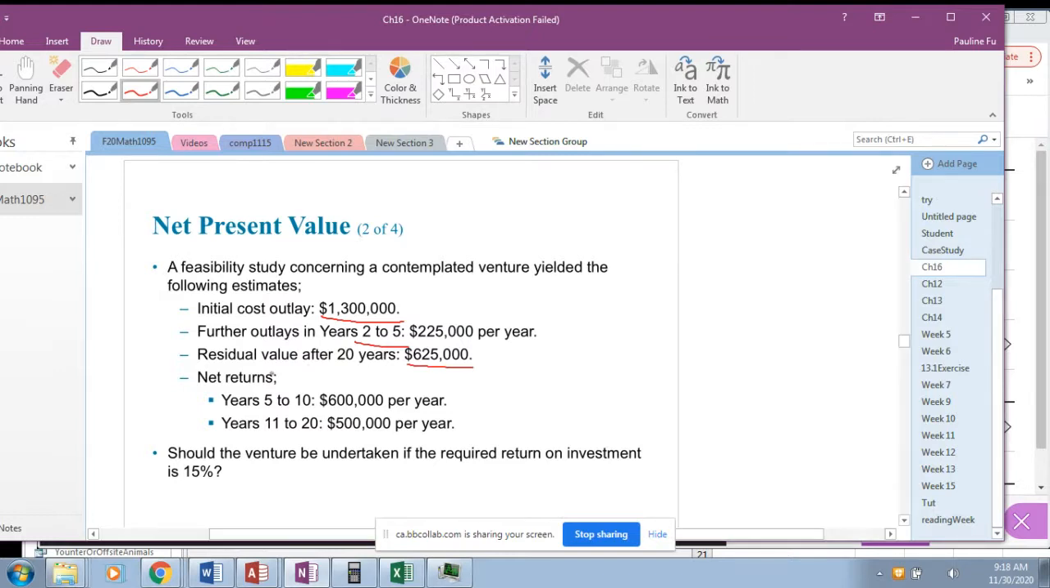The benefits are the returns. From year 5 to year 10, 600,000 per year. And from year 11 to year 20, 500,000 per year. Those are the benefits. The question is, should the venture be undertaken if the required return on investment is 15%?